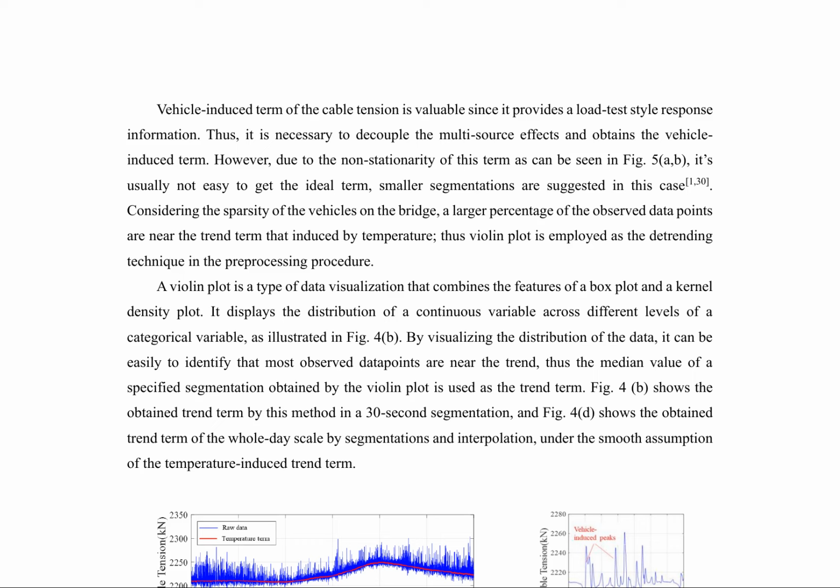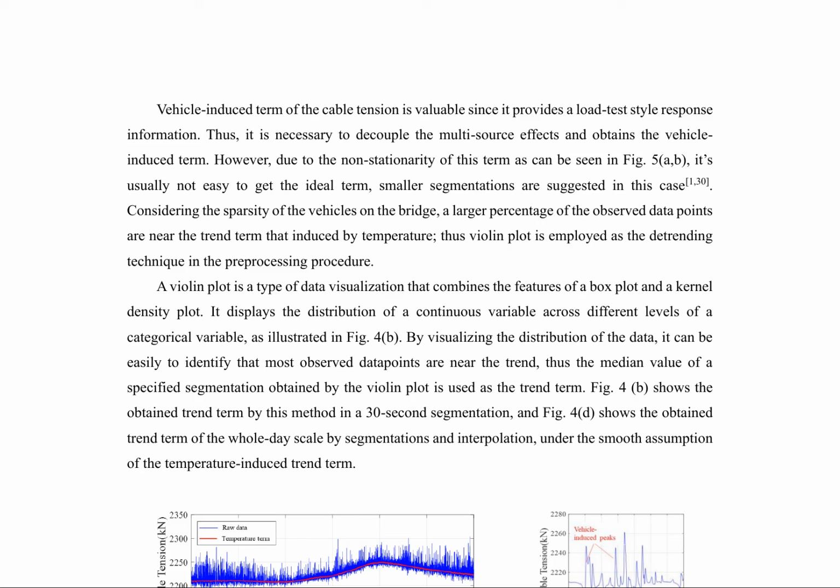Figure 4C demonstrates the obtained trend term in a 30-second segmentation using the violin plot, and Figure 4D shows the obtained temperature-induced trend term for the whole day scale, achieved through segmentations and interpolation under the assumption of smooth temperature-induced trends. The vehicle-induced cable tension under a single vehicle can be calculated using equation 10.